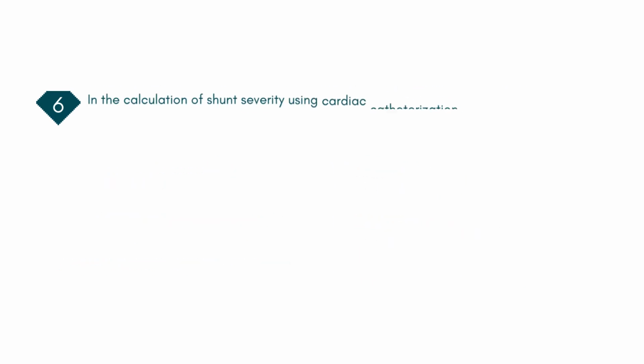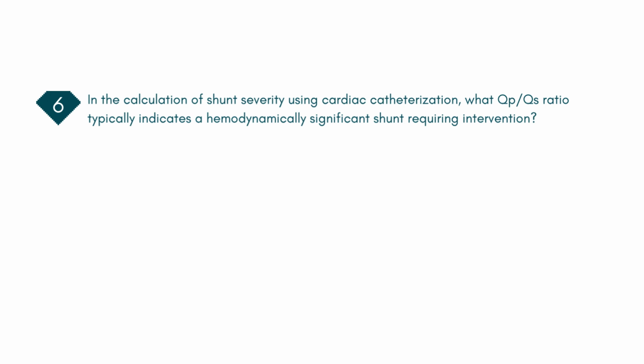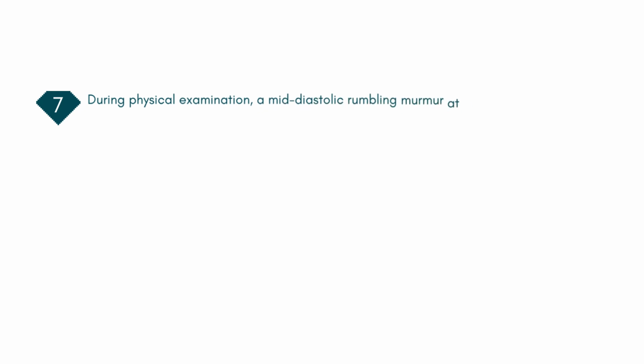In the calculation of shunt severity using cardiac catheterization, what QP/QS ratio typically indicates a hemodynamically significant shunt requiring intervention? A. Greater than 1.0. B. Greater than 1.5. C. Less than 0.5. D. 1.0 to 1.2. Answer: B. Greater than 1.5.